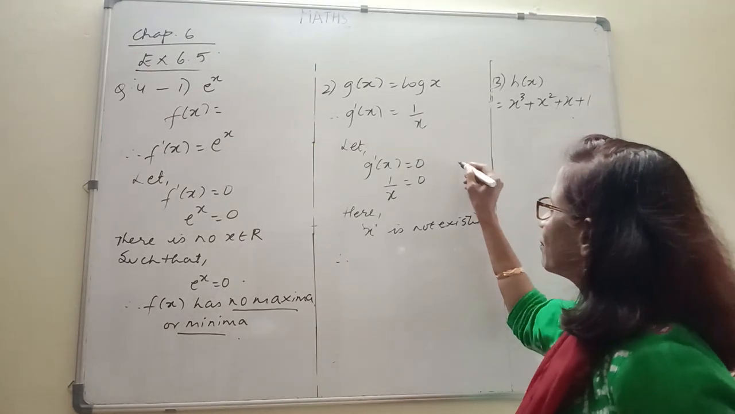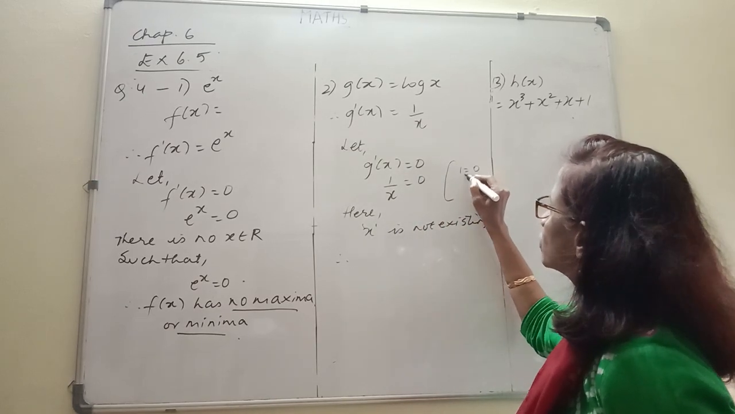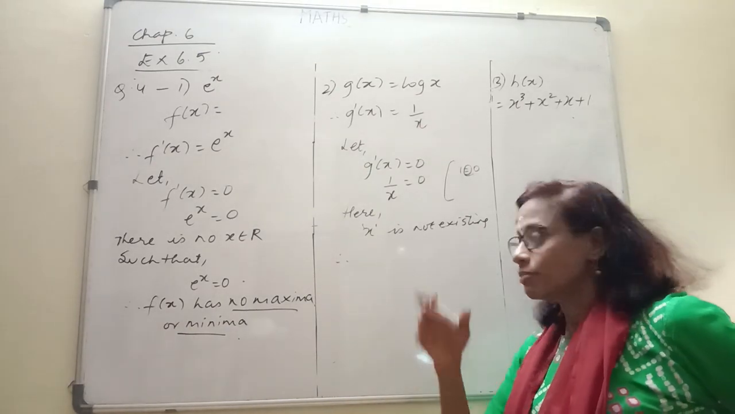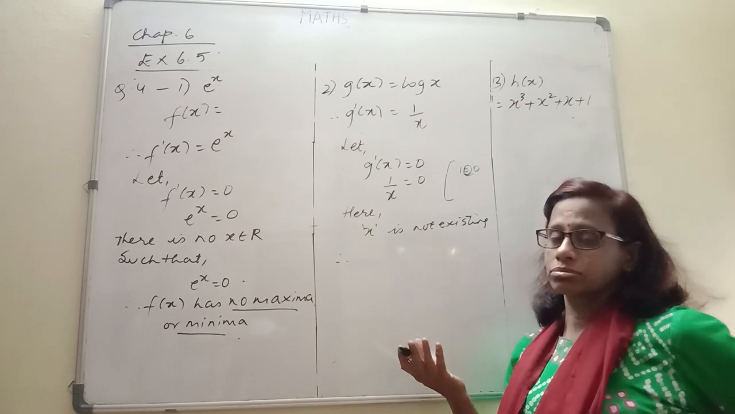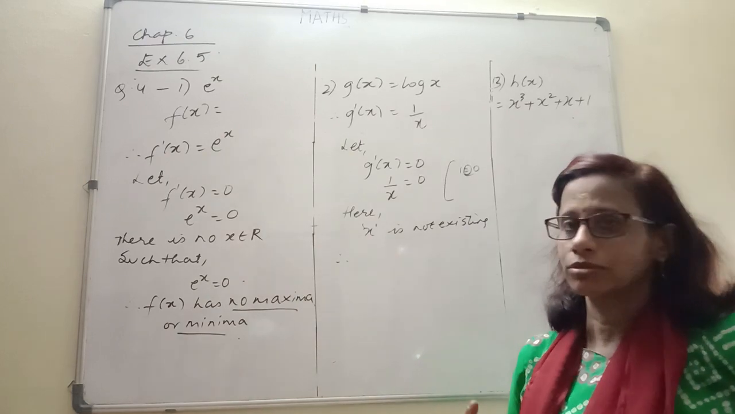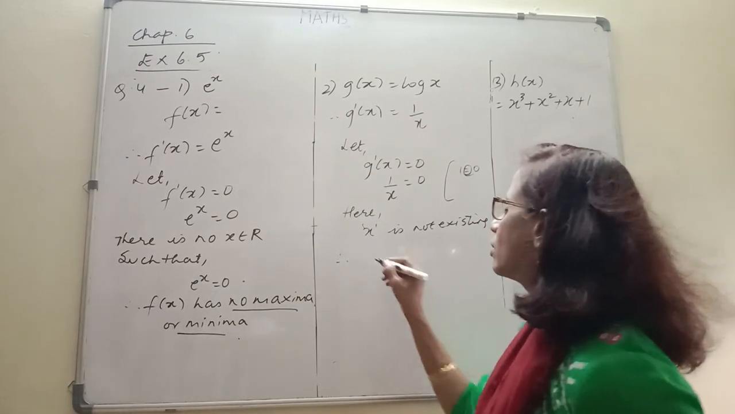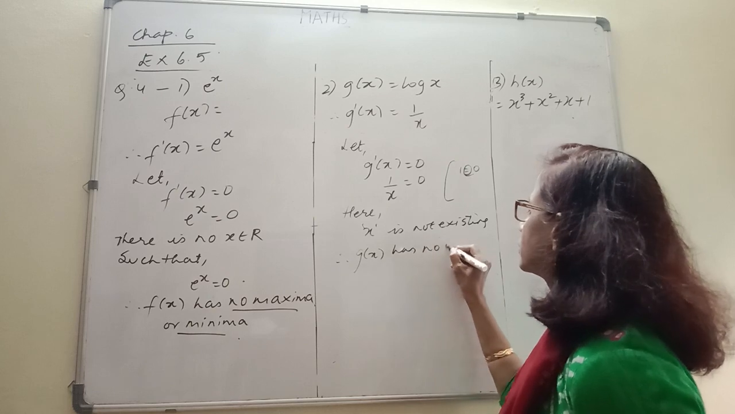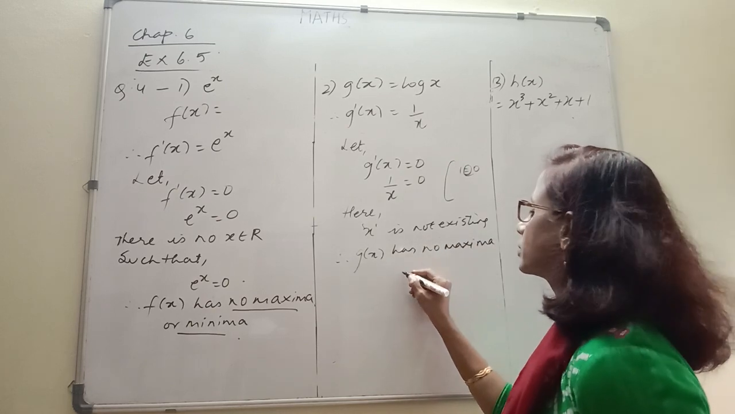as I told you, why it is like that, because suppose if you take the x on the other side, then you're getting 1 equal to 0. Now that can never happen. How can you have 1 becoming 0? Because you're taking the x on the other side, 0 times x is 0, 1 equal to 0. I mean, just imagine. So that's not possible. So x is not existing, and therefore g of x has no maxima minima. If x is not there, there is no maxima minima.